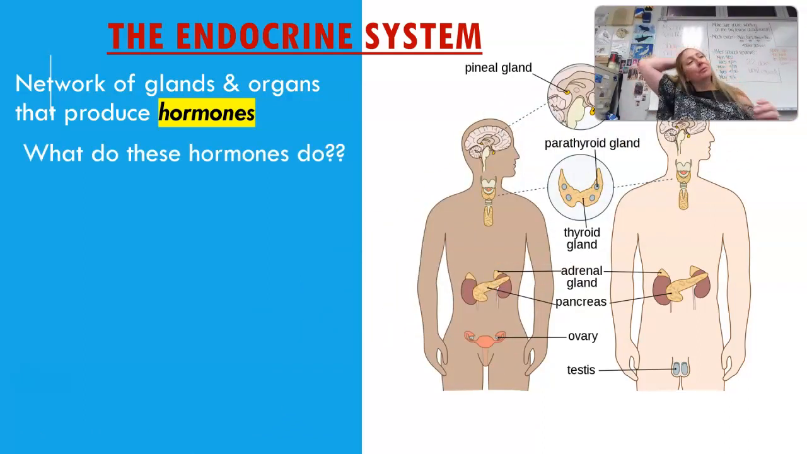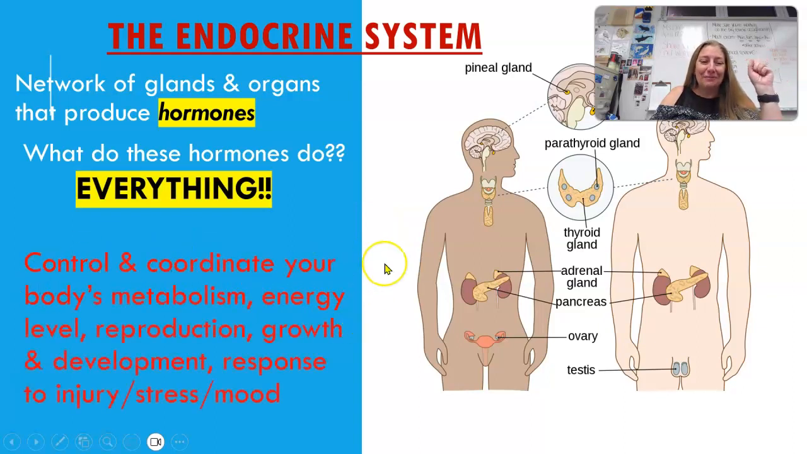When we think of hormones, we tend to just think of estrogen and testosterone, but hormones are proteins that are responsible for just about everything that goes on in our bodies. Everything as far as growth and development, energy, how your body responds to different stressors, how your body responds to injury. Hormones are responsible for all of it. So your endocrine system is responsible for all of this. So that's first and foremost.